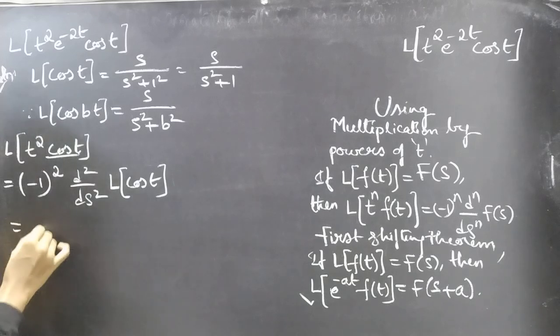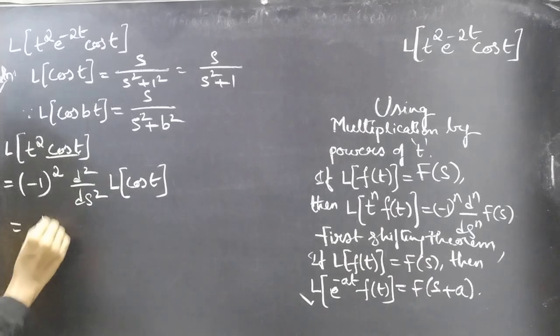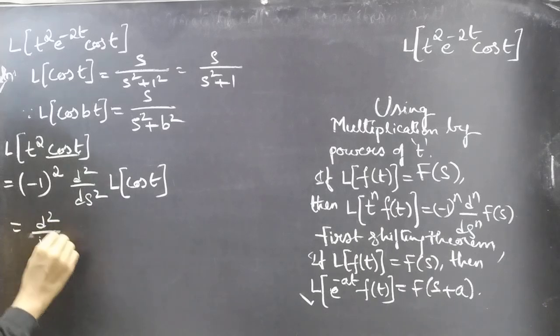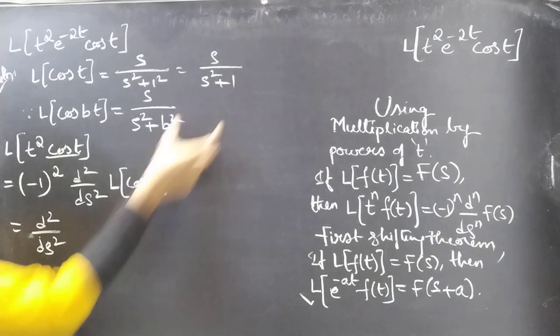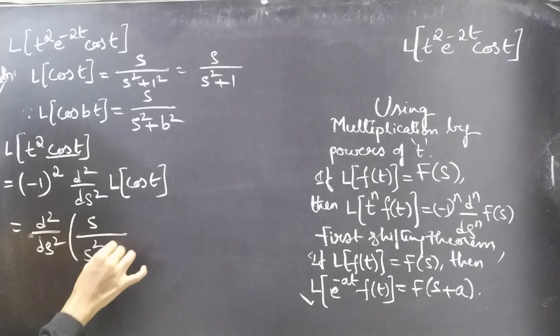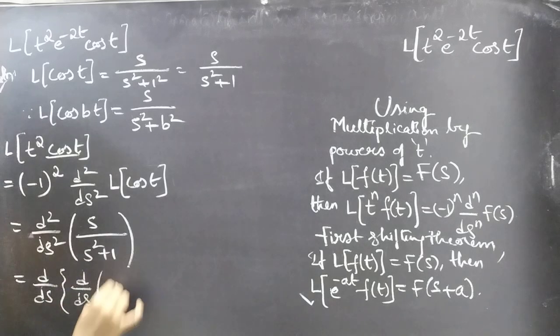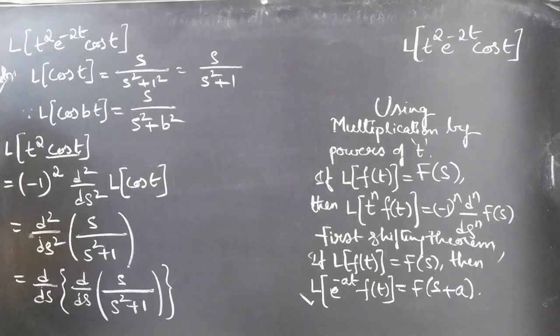Okay, this equals minus 1 whole square is 1, right? Into d square by ds square, and the value of L of cos t is s by s square plus 1, right? So now you can write this as d by ds of d by ds of s by s square plus 1.